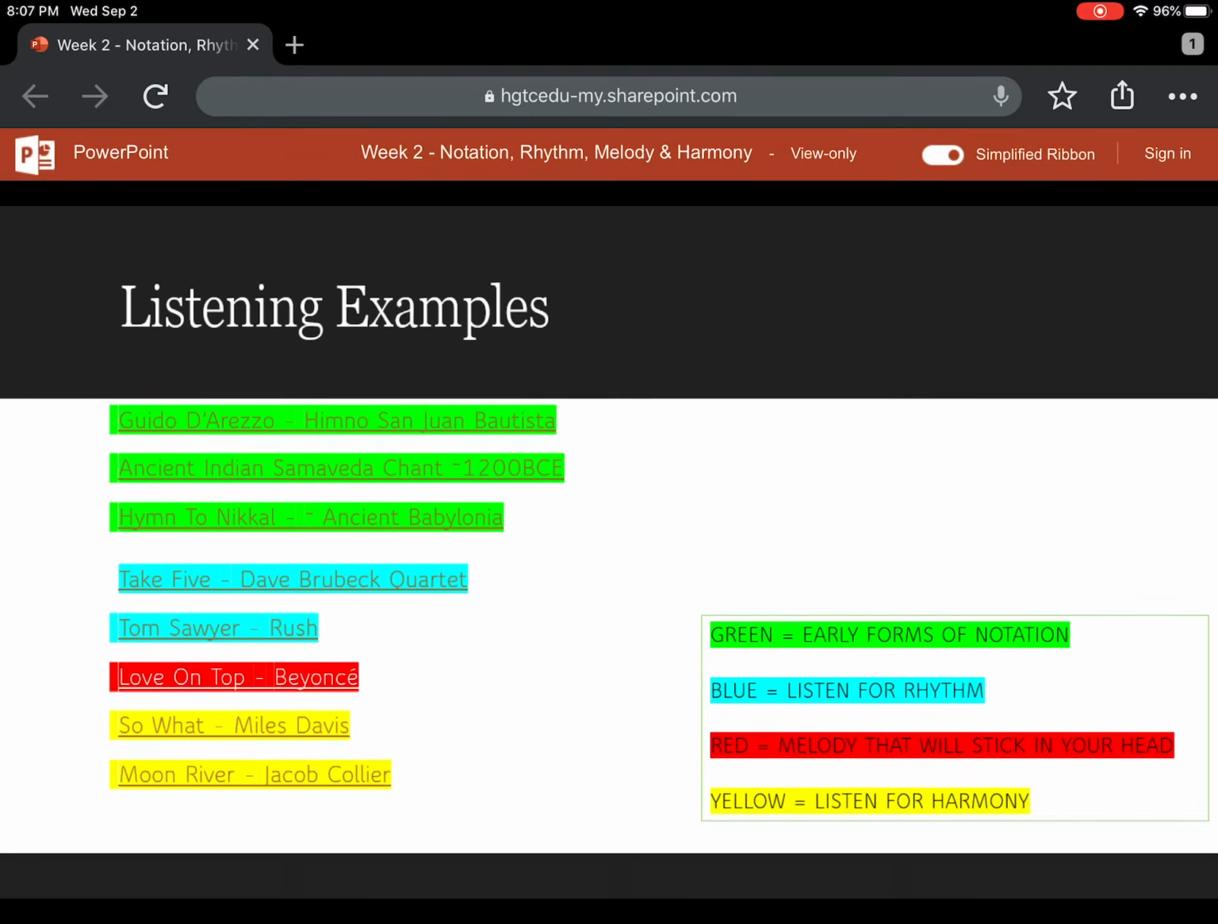Love on Top I love because I think it's one of those melodies that gets stuck in your head as it modulates upwards and upwards and upwards. One of Beyonce's best songs in my opinion. And then finally at the end here with So What and Moon River, these are examples of incredible harmony. With Miles Davis, it's a great example of what we call modal harmony. He introduced modal jazz, which is a very particular kind of harmonization or technique for harmonization.